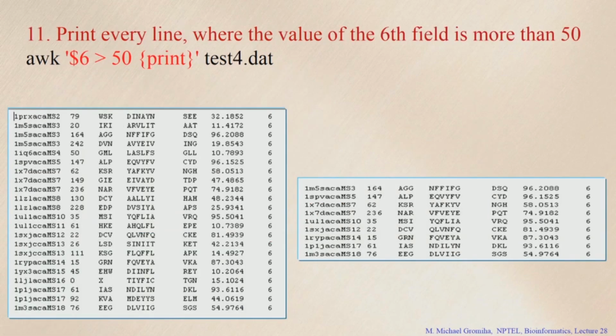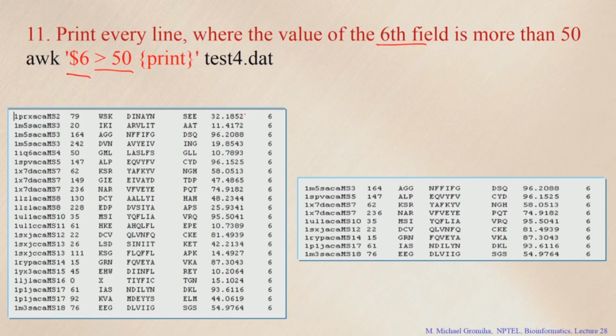Then I will show some important information where we can really manipulate the output files. Here I put one condition: print every line where the value of the sixth field is more than 50. How to do this? If the sixth field is more than 50, then you print. If you just print, it will print the entire line, either print $0 or just print. So, you can get the entire line if it is more than 50.